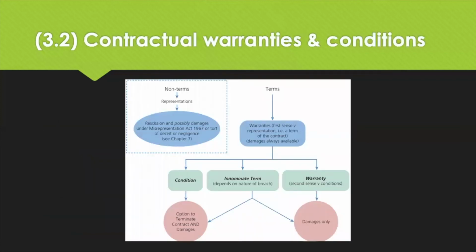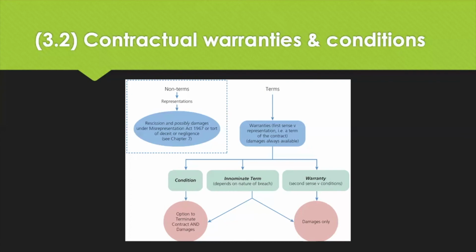Then we're going to look at contractual warranties and conditions. The difference between contractual conditions and warranties matters because of the scale of the impact of the breach. Each term within a contract, whether expressed or implied, can be classified as either a condition or a warranty. A condition is a vital term which, if breached, may be treated as a failure to perform a basic part of the contract. You have an option to terminate and claim damages. A warranty is a non-vital term, which is incidental to the purpose of the contract.